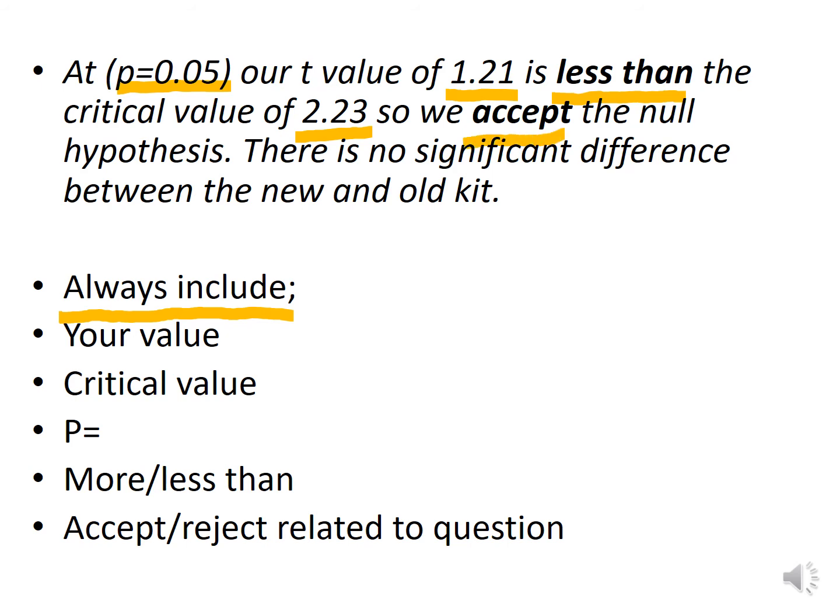Okay, so at p equals 0.05, our t-value of 1.21 is less than the critical value of 2.23, so we accept the null hypothesis. There is no significant difference between the old and new kit. That's what they've done here: they've related it to the question. So we're saying there is no difference between the old and the new kit. Brilliant.